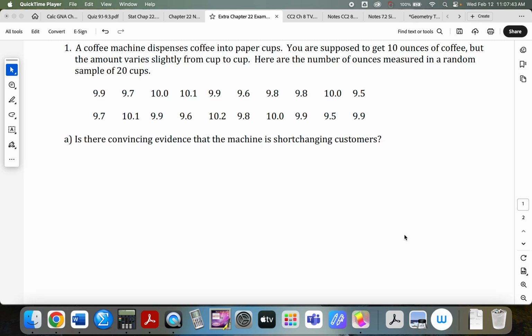All right, so anytime they say, is there convincing evidence, what are we going to do? Make a null hypothesis. Take a test. We're going to do some sort of test, which involves doing the null and the alternative hypothesis. So do you want to do the hypotheses first? No, we would want to do the conditions. Okay, that's fine. What are the conditions that we need to make? Random. All right, so per the problem, this is a random sample.